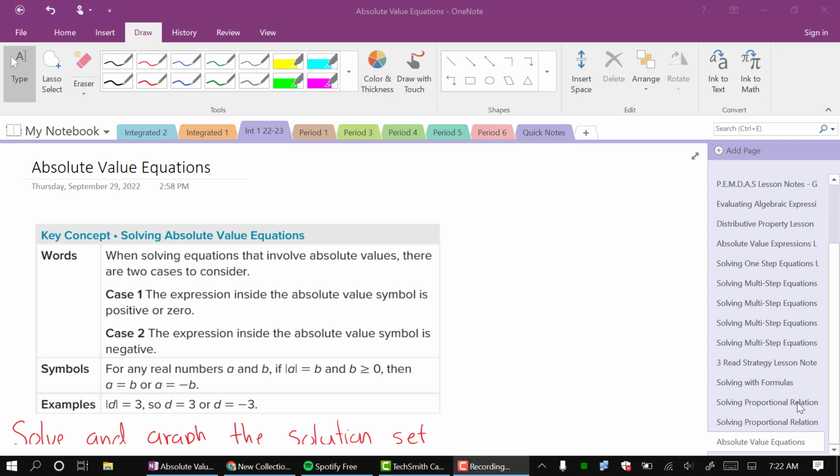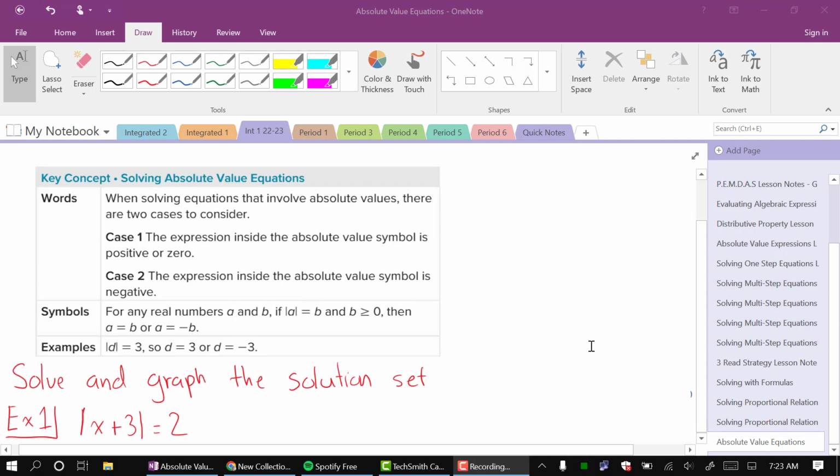When solving equations that involve absolute values, there are two cases to consider. Case 1, the expression inside the absolute value symbol is positive or 0. The second case is the expression inside the absolute value symbols is negative. So let's take a look at what this looks like.